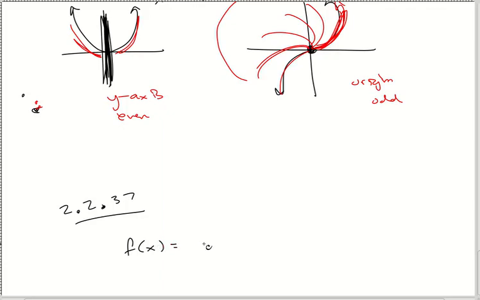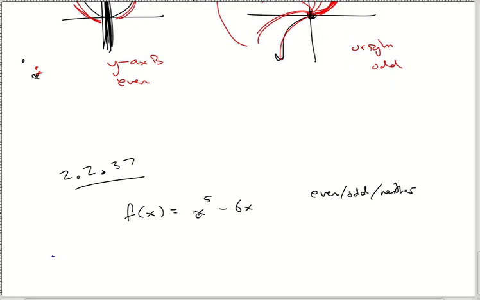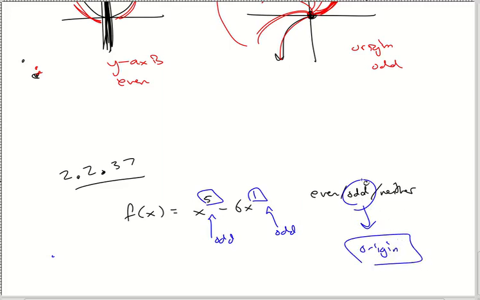f of x is equal to x to the fifth minus 6x. And they're asking, is this even, odd, or neither? Looking around, I see a 5 power. But what's this power right here? 1. It's a 1 power. So I have an odd number here and an odd number here. Both odd, so we'll go with odd. And because it's odd, for part B, what are you going to pick? You're going to pick origin. Odd, origin. Neither, neither.